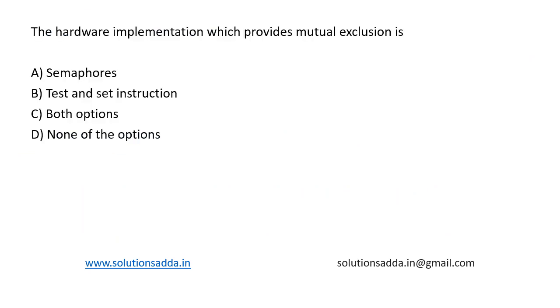This is a previous ISRO question. The hardware implementation which provides mutual exclusion is: A, semaphore; B, test and set instructions; C, both options; D, none of the options. So first of all, what is mutual exclusion?